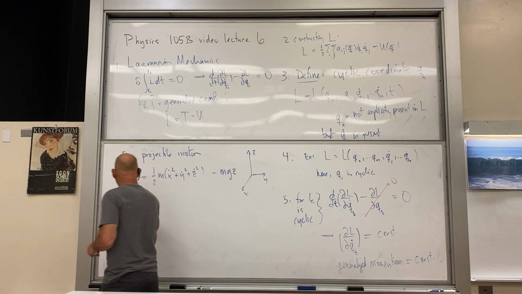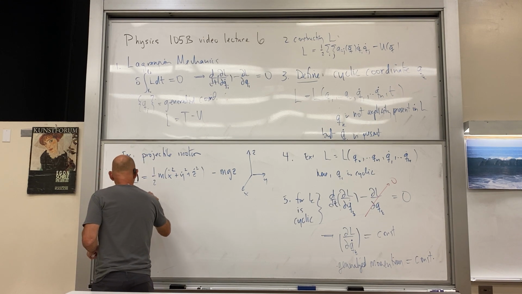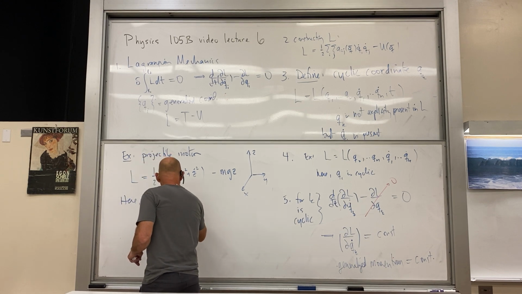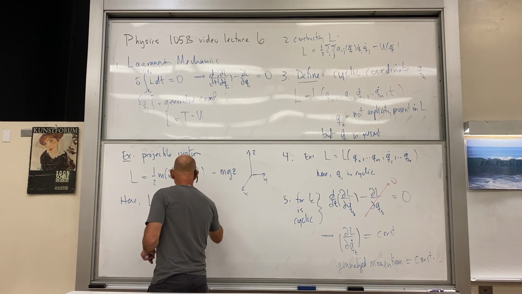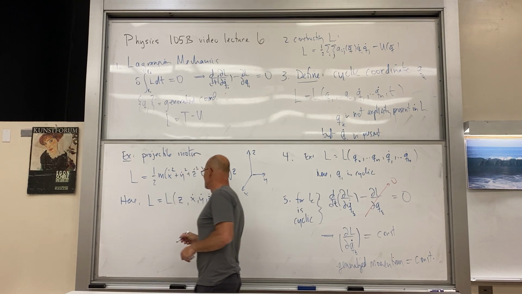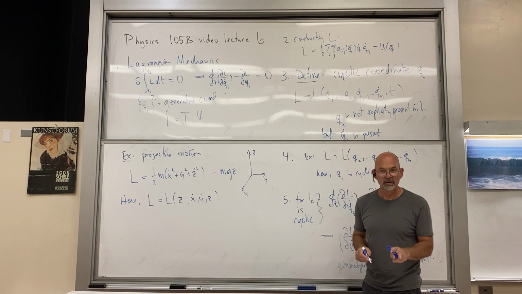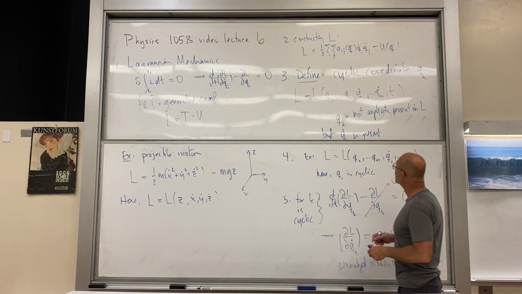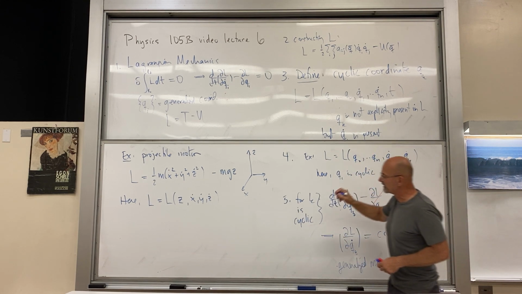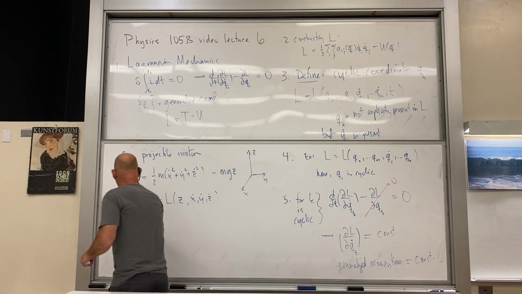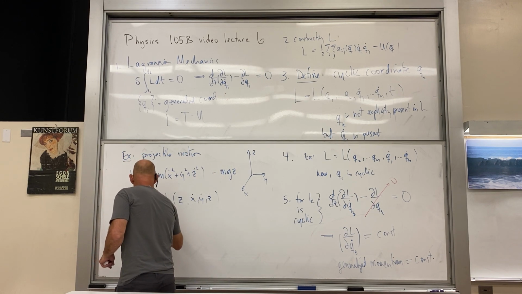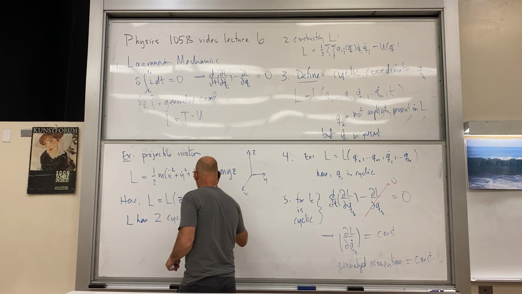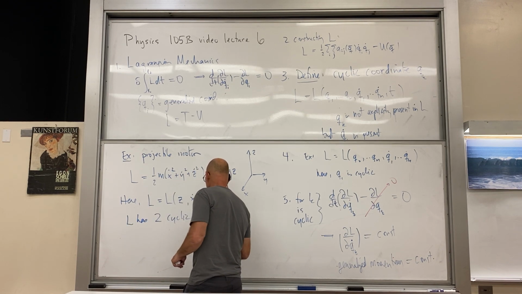So here, L is equal to L of z, x dot, y dot, z dot. It has two generalized coordinates that are missing. So it has two cyclic coordinates. L has two cyclic coordinates, namely x and y.